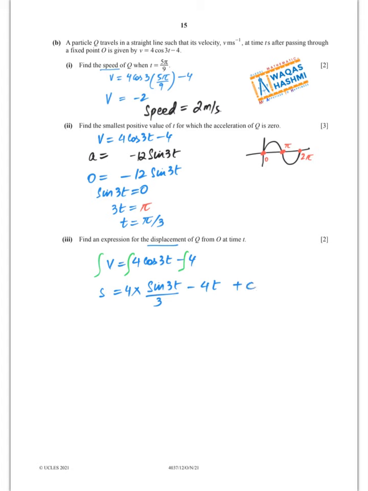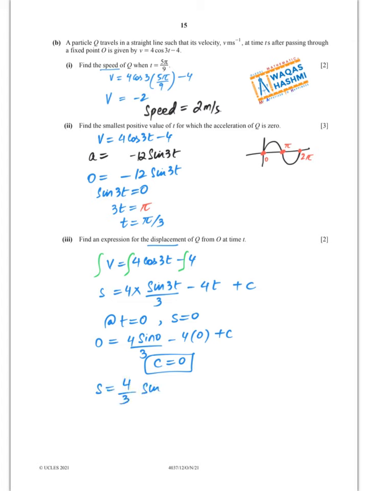Alright, first we need to find out the value of c here. So it says passing through a fixed point O, at t equal to 0, when time is equal to 0, displacement is 0. So when you place displacement as 0, it will be 4 sine 0 divided by 3 minus 4 times 0 plus c. So you will get the value of c, that is 0 as well. So now the expression for displacement will be 4 over 3 sine 3t minus 4t, and that is your answer.